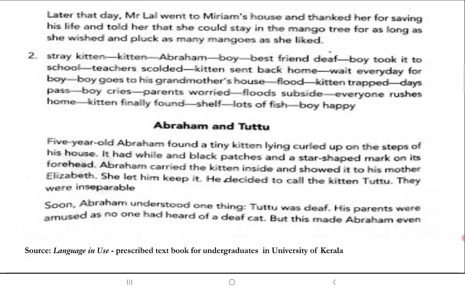an outline story. Okay. Now let us look into another interesting example. So this story, it's about some stray kitten, it seems. Stray kitten, Abraham, boy, best friend, deaf, boy took it to school, teacher scolded, kitten sent back home, wait every day for the boy. Boy goes to the grandmother's house, flood, kitten trapped, days pass, boy cries, parents worried, flood subsides, everyone rushes home. Kitten finally found safe, lots of fish, boy happy.